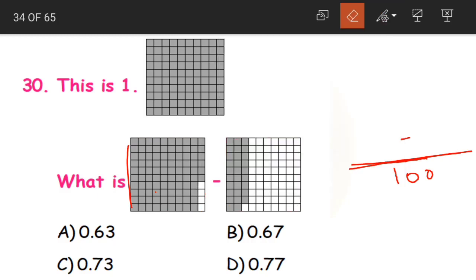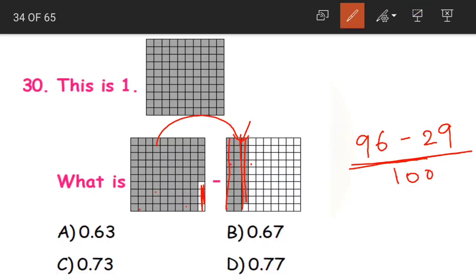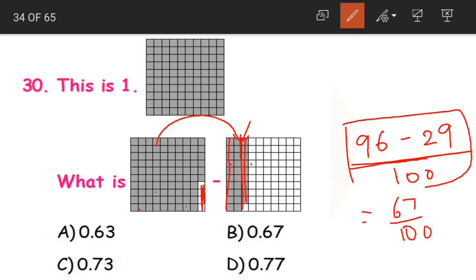Now coming to the numerator part, what will be the numerator? Numerator will be the number of shaded blocks. Here only 4 are unshaded. That means 96 are shaded. And now coming to the second figure, we are having 29 shaded blocks. So 96 minus 29. 6 minus 9 is not possible. Borrowing. 16 minus 9, 7. 8 minus 2, 6. So 67 is our answer. 67 divided by 100. Here I have taken direct subtraction.